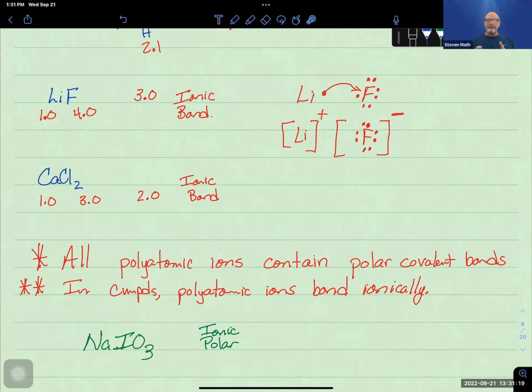What happens if there's more than one? Now, in this case, we've got calcium chloride. So again, don't ever change an electronegativity value. Calcium is 1.0, chlorine is 3.0. I subtracted, it's 2.0. I know there are 2 chlorines, but we're not interested in that. It's individually calcium to 1 chlorine.